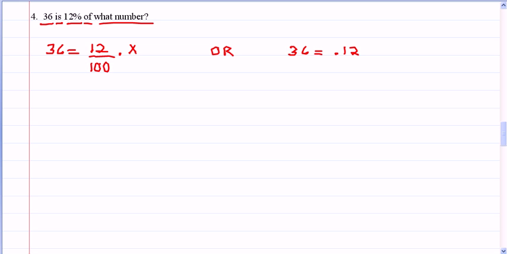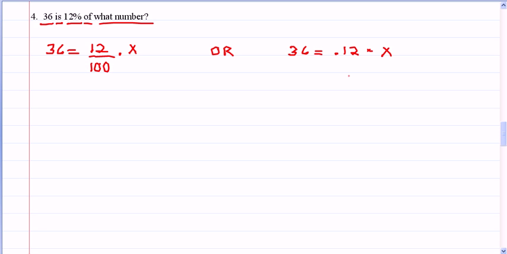For number 4, we have 36 is. So that's 36 equals 12%, which is 12 over 100 or 0.12, of means multiply. What number is x? So let's write this out twice and decide which one looks simpler. So we have 36 equals 12 over 100 times x, or 36 equals 0.12 times x. In this problem, they're actually about the same.